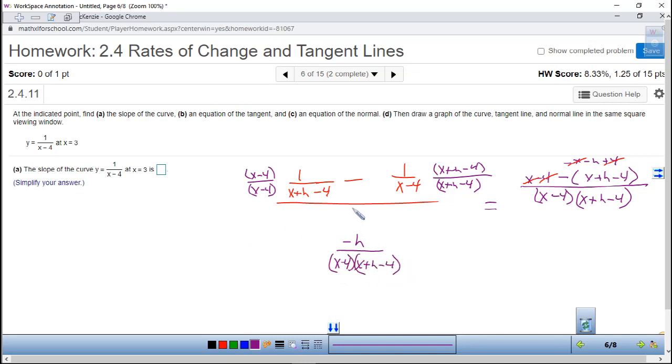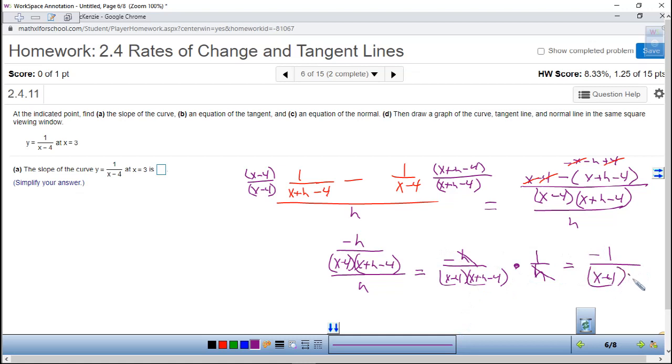Now, guys, don't forget, you still have this h on the bottom all the way across here. I was just dealing with the top. So now, right there, we can do a little keep, change, flip action. So you get negative h over x minus 4 times x plus h minus 4 times this thing. Dividing by h is the same thing as multiplying by its reciprocal, and we're going to cancel these out. Don't forget your negative though. So we get the negative 1 over x minus 4 times x plus h minus 4.